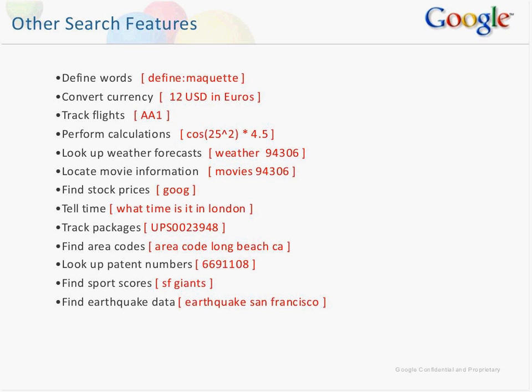You can also do lots of kind of cute tricks like tracking a flight, like American Airlines Flight 1. You just type in the code for that. Or you can do calculations like the cosine of 25 squared times 4.5, weather forecast by typing in the zip code or the city name, movies, stock prices, time, etc., etc. You can see all that stuff there.